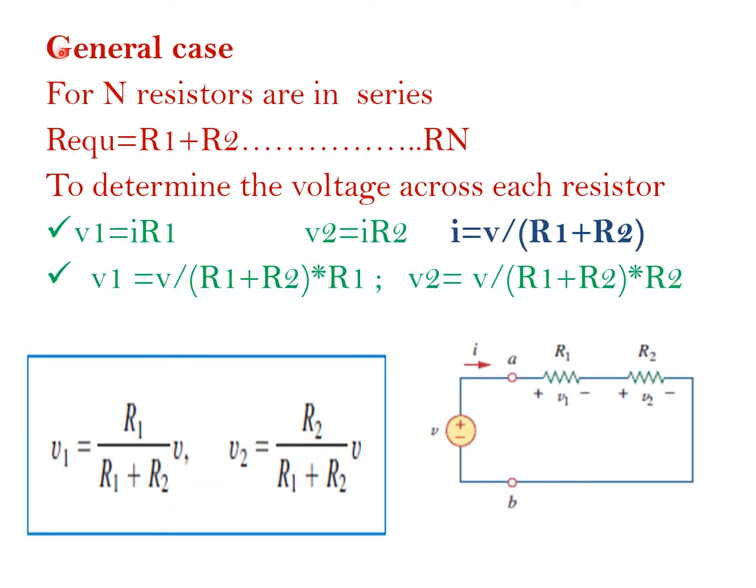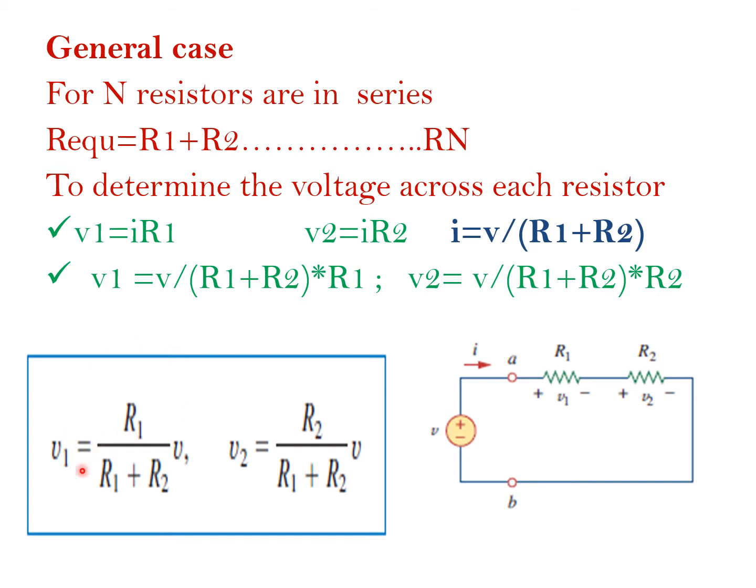Next, what is the general case? For n resistors in series, R equivalent equal to R1 plus R2 plus up to Rn. To determine the voltage across each resistor, V1 equal to I into R1, V2 equal to I into R2, and I is equal to V divided by R1 plus R2. Now I have to substitute the value of I in the equation. V1 equal to V divided by R1 plus R2 into R1. V2 equal to V divided by R1 plus R2 into R2.